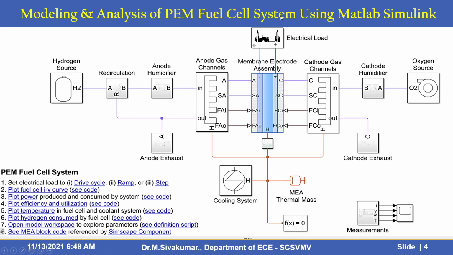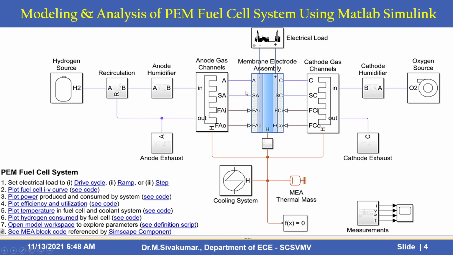In the electrical load we are going to give three different electrical loads. First one is drive cycle based and another is ramp or step based. By using this Simulink model we can plot the fuel cell current versus voltage curve, plot the power produced and consumed by the system, plot efficiency and utilization, and plot temperature in the fuel cell and the coolant system. You can also analyze hydrogen consumed by the fuel cell, and there is a model workspace where you can give the definition script.